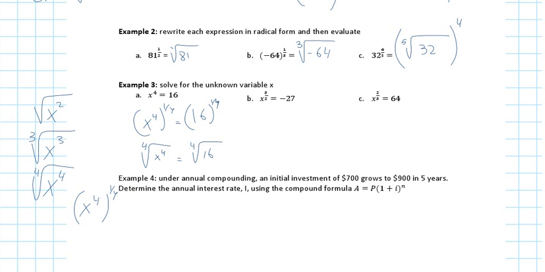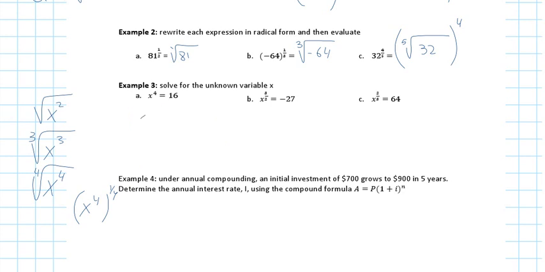So, to get rid of the 4, I'm going to take the 4th root of both sides, right? The 4th root and the power of 4, they're going to cancel each other. So I'm going to be left with x, and what's the 4th root of 16? 2?